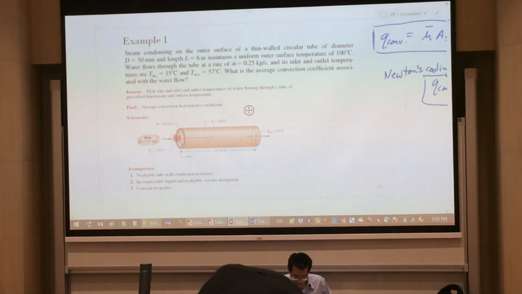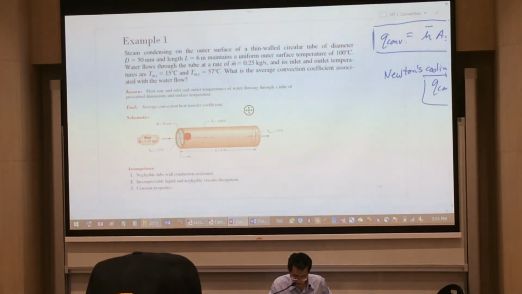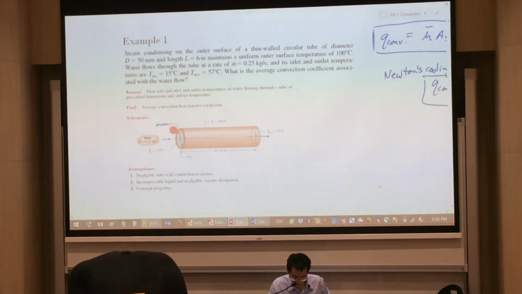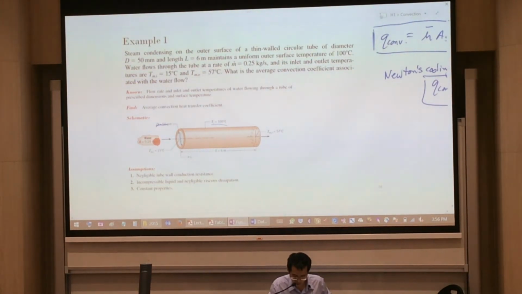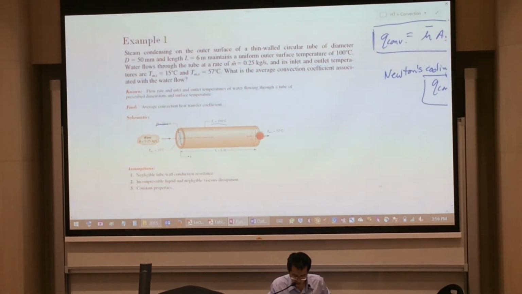Now this setup says that steam is condensing on the outer surface of a thin wall circular tube, and the tube has a diameter of 50 millimeters, a length of 6 meters, and it is maintained at a uniform outer surface temperature of 100 degrees Celsius. So Ts on the surface is 100 degrees Celsius. The fluid flowing in there is water, with a mass flow rate of 0.25 kilograms per second. There's an inlet temperature of 15 degrees Celsius and an outlet temperature of 57 degrees Celsius.